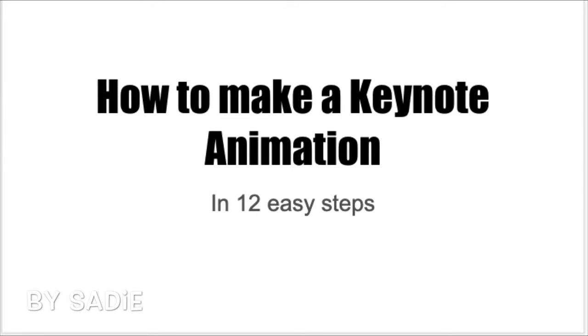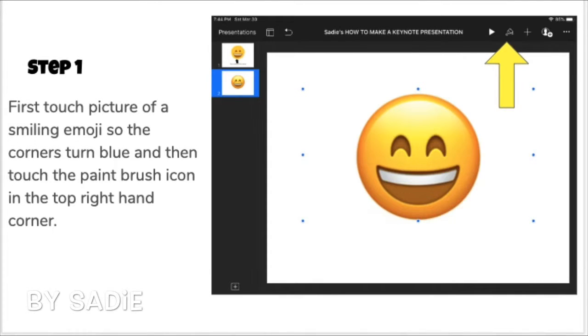How to make a Keynote animation in 12 easy steps. Step 1. First, touch the picture of a smiling emoji so the corners turn blue, and then touch the paintbrush icon in the top right-hand corner.